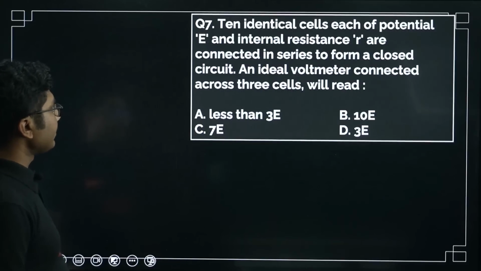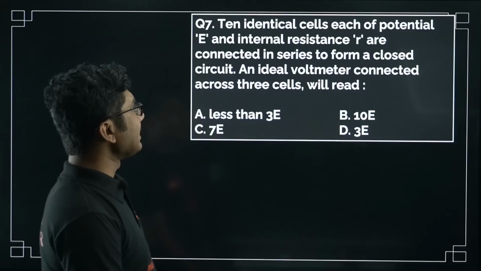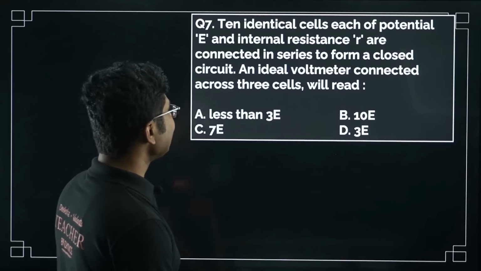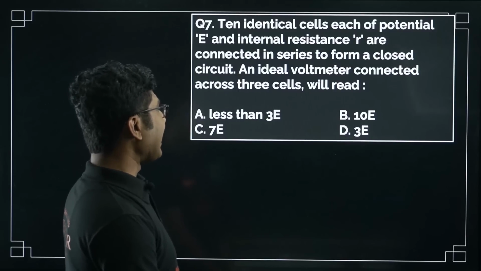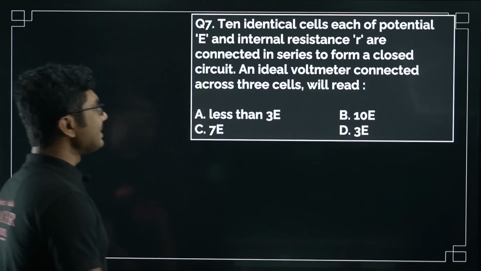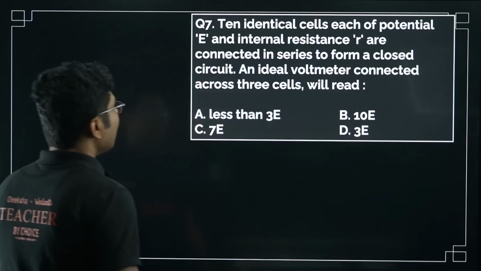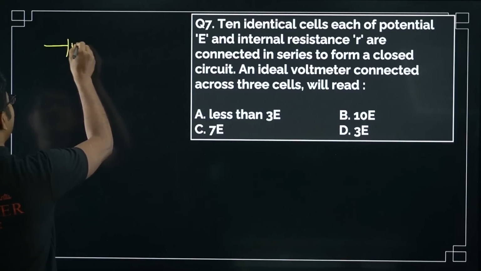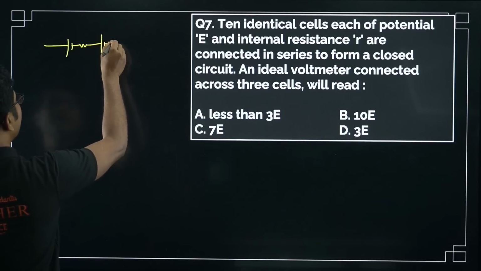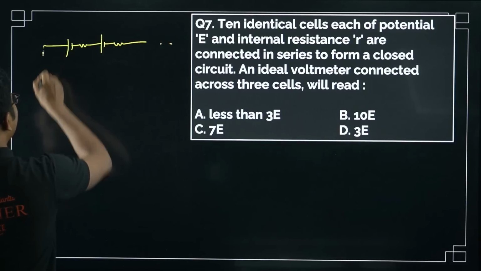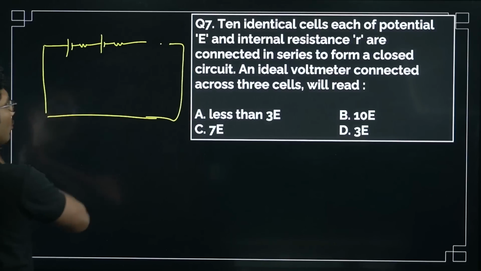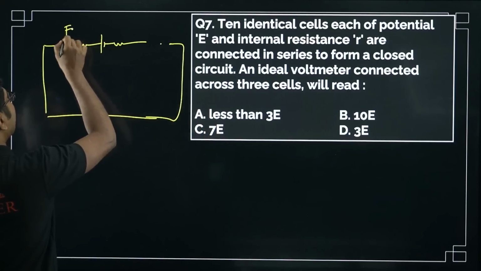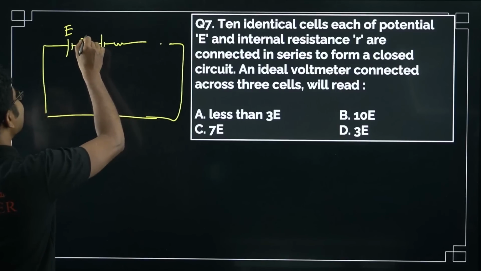Okay, now next question. 10 identical cells, each of potential E and internal resistance r, are connected in series to form a closed circuit. An ideal voltmeter connected across 3 cells will read. First, let us understand the problem. This is slightly different from the problem we have solved. Here we have 10 identical cells connected in series, and they form a closed loop. Each has EMF E and internal resistance r.